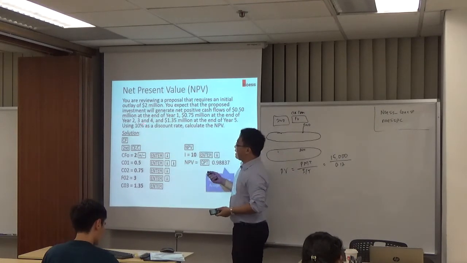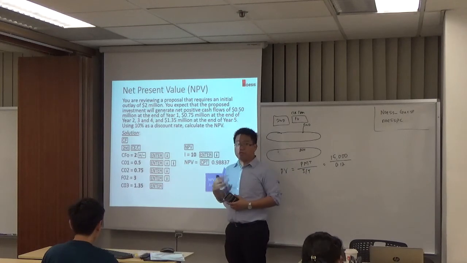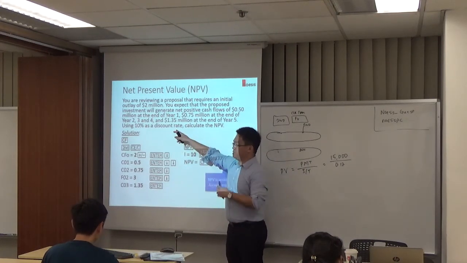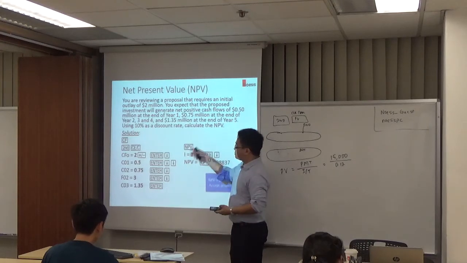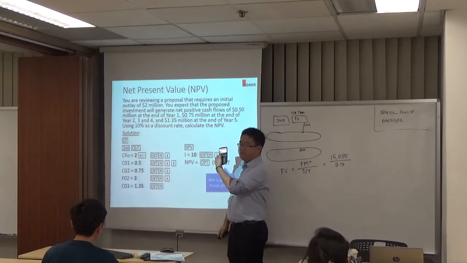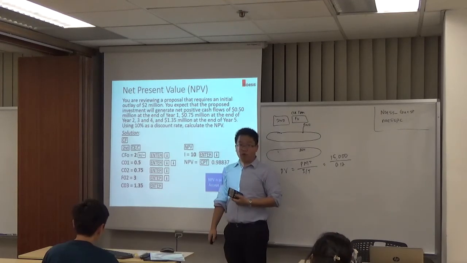Now using 10% as a discount rate for this project, calculate the NPV. The discount rate is the interest rate. What I need you to look for is this CF button here, next to the second key. This is your cash flow worksheet.